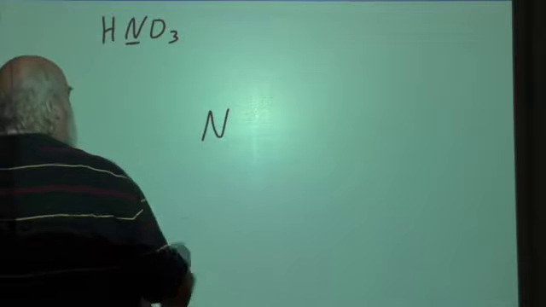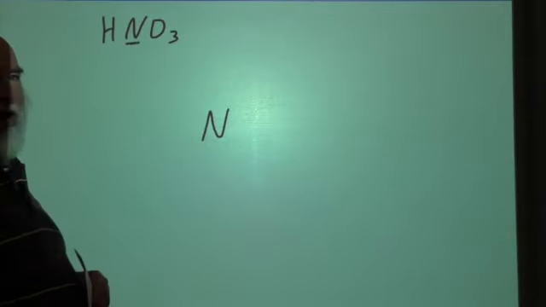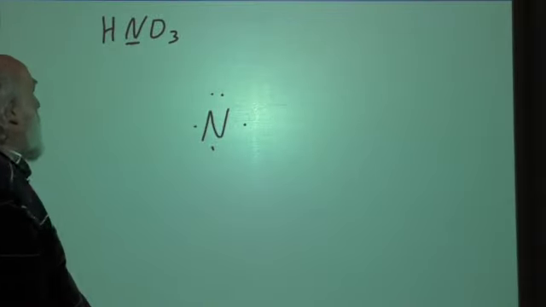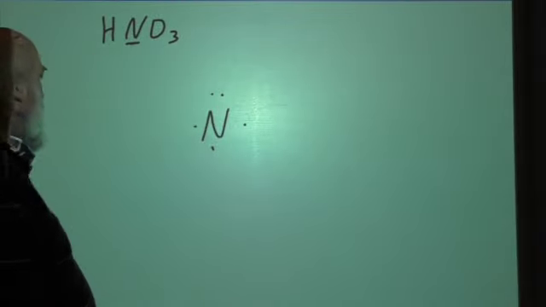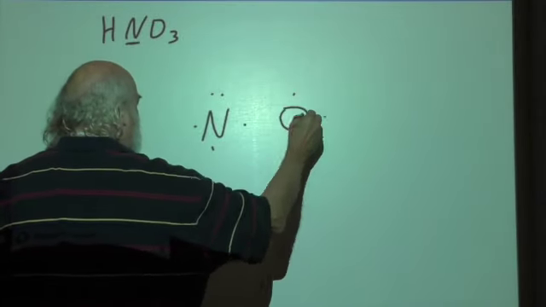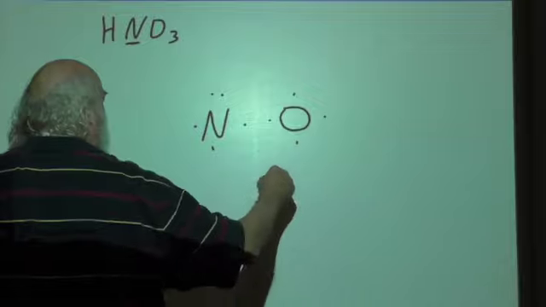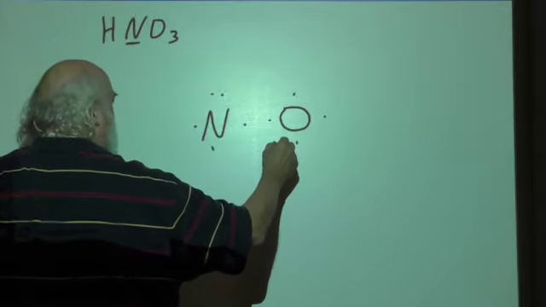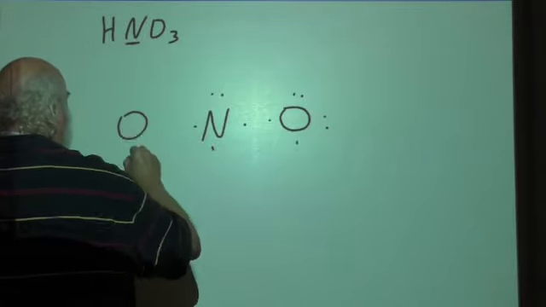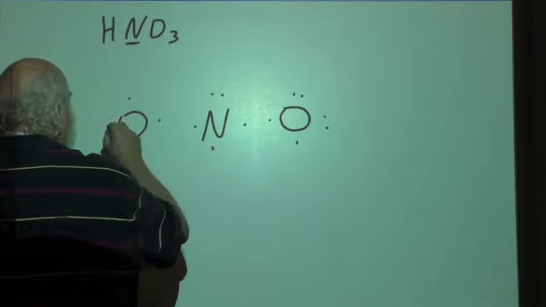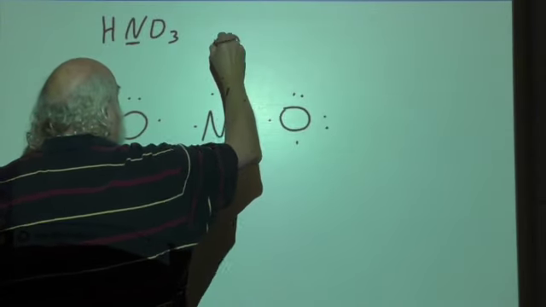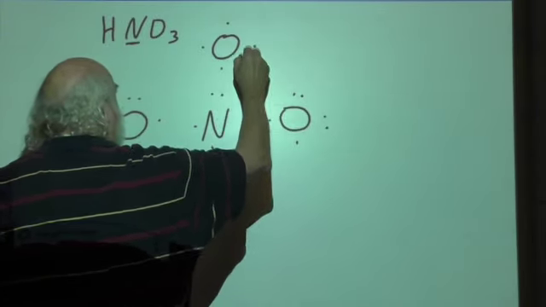Put that down first. Nitrogen is in group 5A, so it has 5 valence electrons. North, south, east, west. Pair. And we got 3 oxygens. So I'm going to put an oxygen in there. North, south, east, west. Let's do this. And let's put another one over here. North, south, east, west. There. And I'll put a third one up here. North, south, east, west. There.